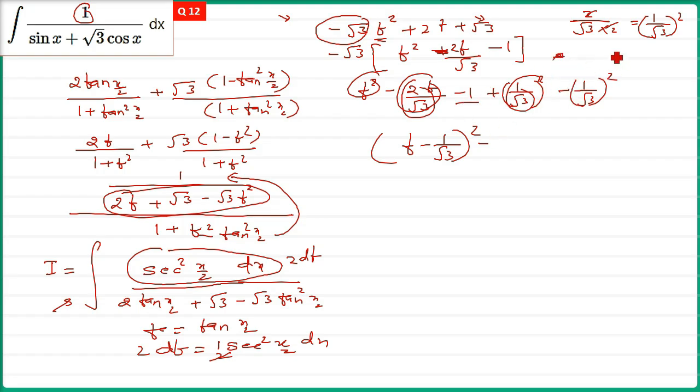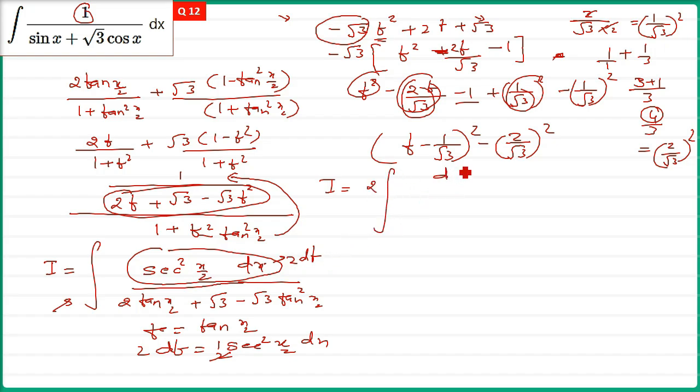So you have a 1 here. 1 by root 3 whole square is 1 by 3 only. This will form as 3 plus 1 by 3, so it will be 4 by 3. So let me write it as 4 by 3. This can be squared like this, 2 by root 3 whole square. So you can just write it here, 2 by root 3 whole square, and this is the denominator I am talking about. So integration will become like this. The numerator, as I already told you, can be replaced by 2 dt.